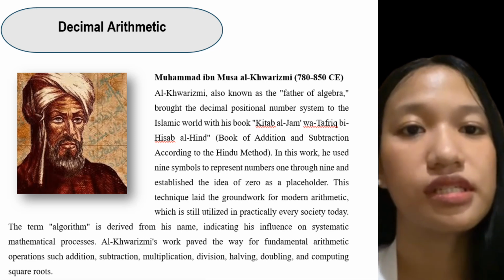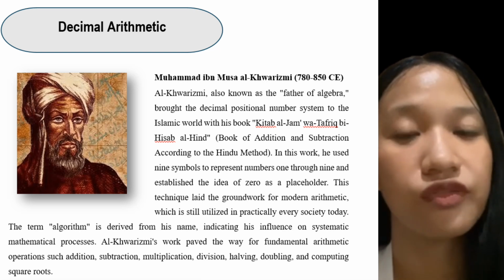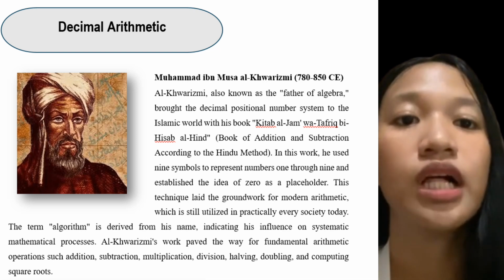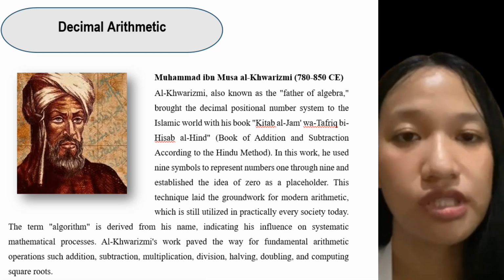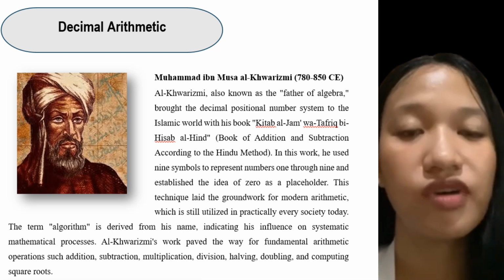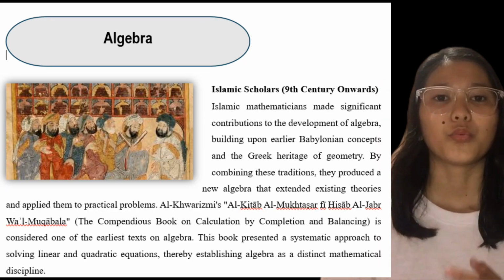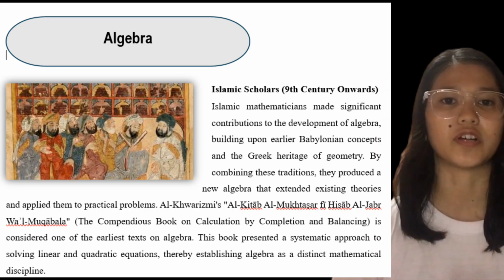Decimal positional system. Before Al-Khwarizmi, many cultures used less efficient numeral systems. Roman numerals, for example, lack a positional aspect and are cumbersome for calculations. The decimal system, with its place value and zero, allows for efficient arithmetic and is the basis of modern mathematics. One of the influences of Islamic mathematics is algebra.